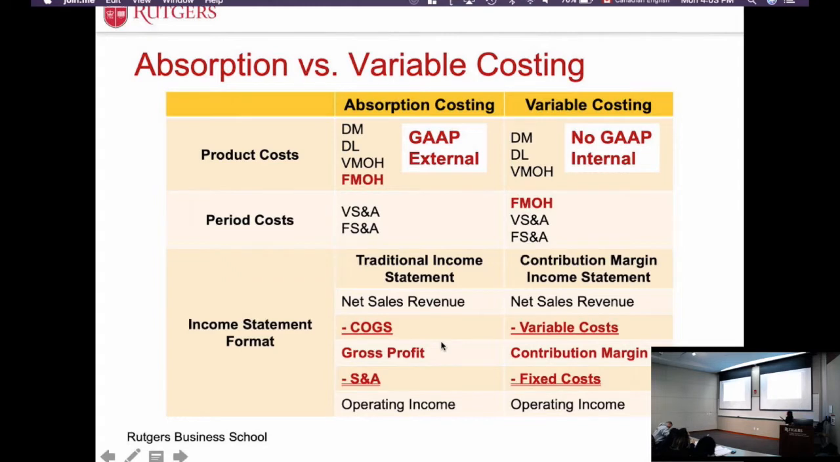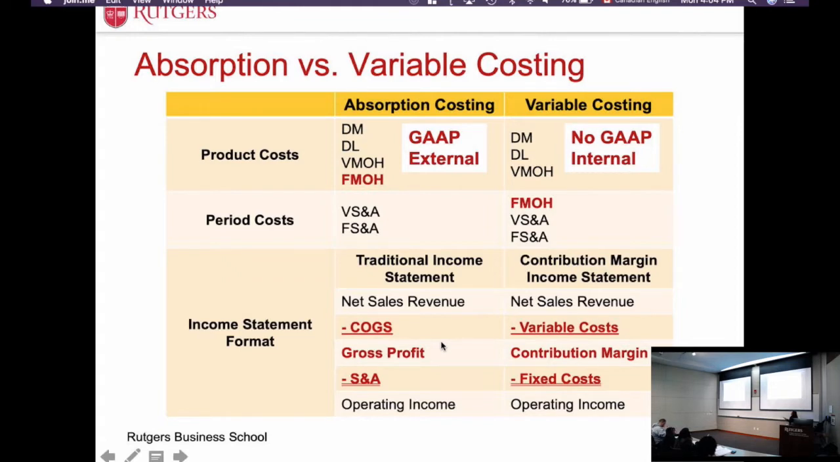And so, as you can see, under variable costing, the product costs are all variable costs, right? So that's why variable costing gets the name variable, because the product costs are all variable costs. If we use absorption costing, the income statement that we prepare follows GAAP. Basically, we calculate the cost of goods sold, then the gross profit, and take the S&A from the gross profit to get the operating income.